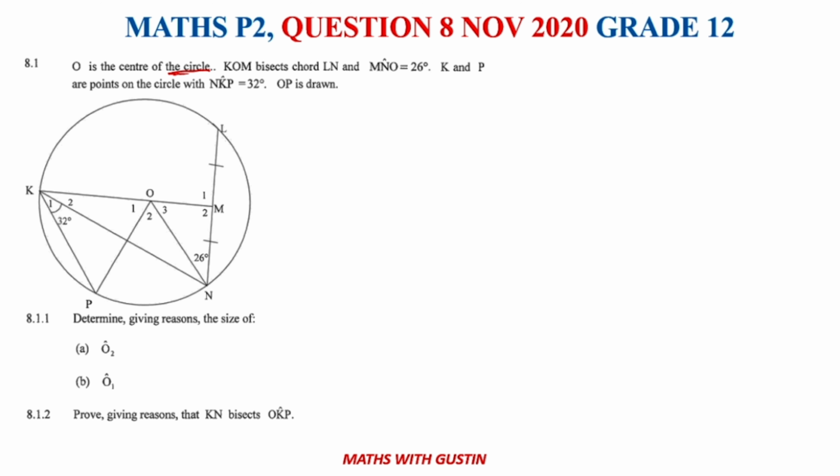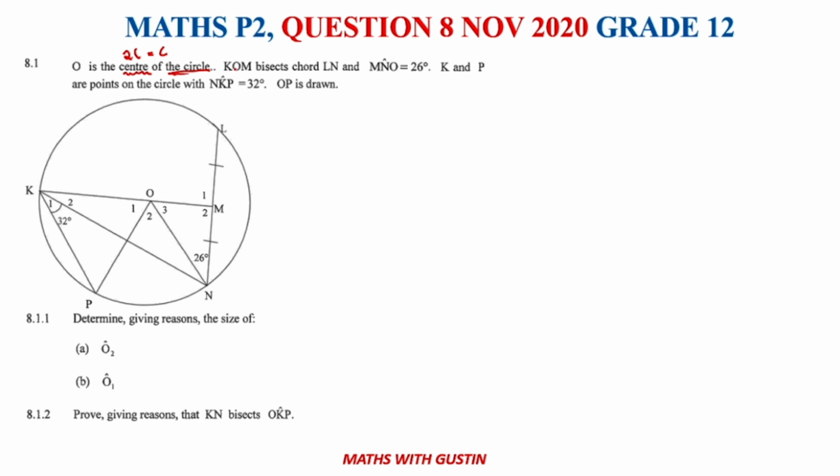It says that O is the center of the circle. So immediately when they start talking about the center of the circle, which theorem should we start thinking about? We must start thinking about angle at the center is equal to twice angle at the circumference. You must know these things by heart, guys. So that's the theorem we might need to apply.